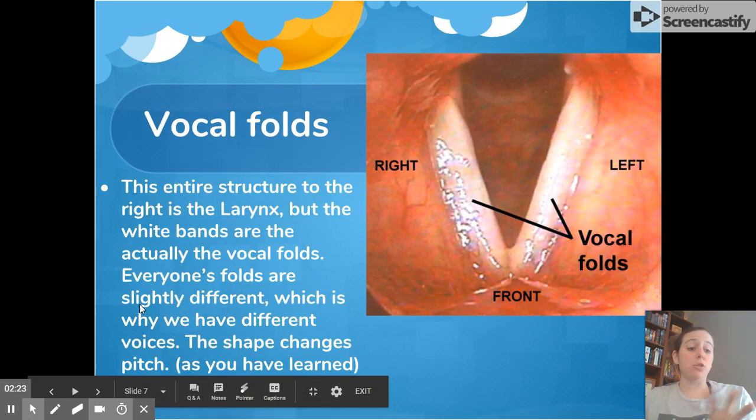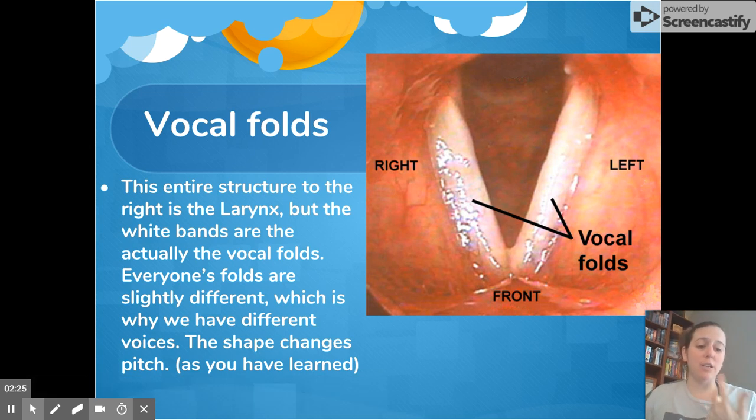Here is a closer image of what it looks like. In the video that you saw of the singers, you've got the white bands. Those are the actual vocal folds, and those are the parts that vibrate. So your air is shot through your trachea, and then these little parts vibrate. I will read this to you that's on the slide so that you can fill in your blanks. Vocal folds. This entire structure to the right is your larynx, but the white bands are the actual vocal folds. Everyone's folds are slightly different, which is why we all have different voices. The shape changes the pitch.